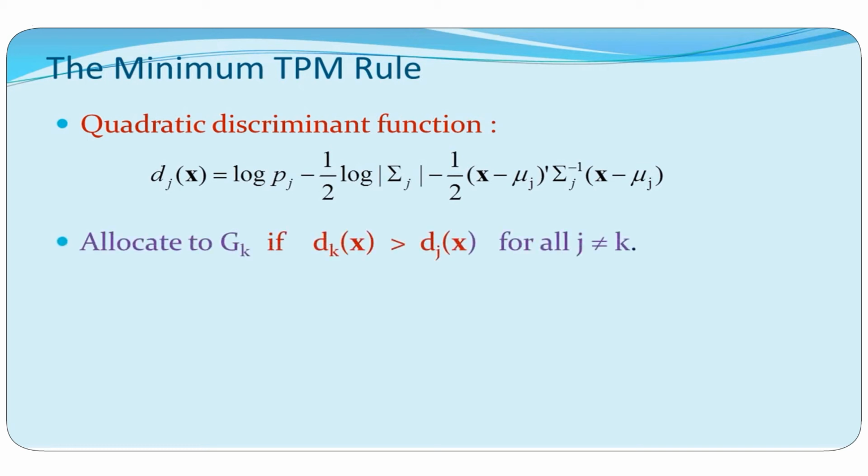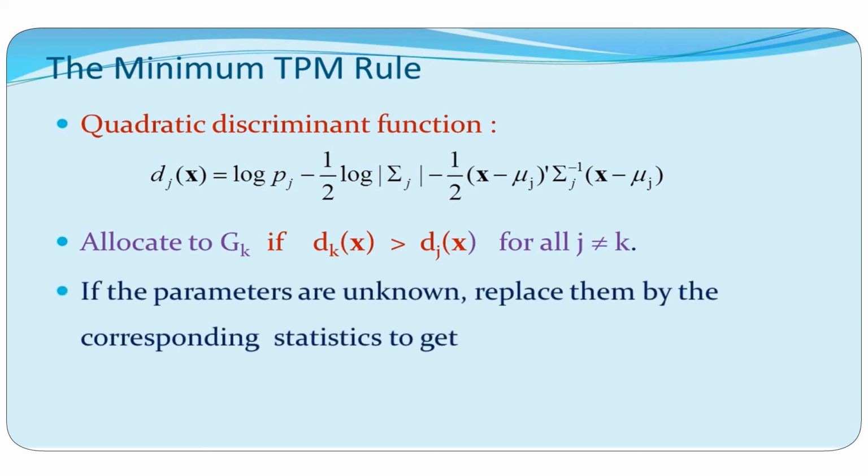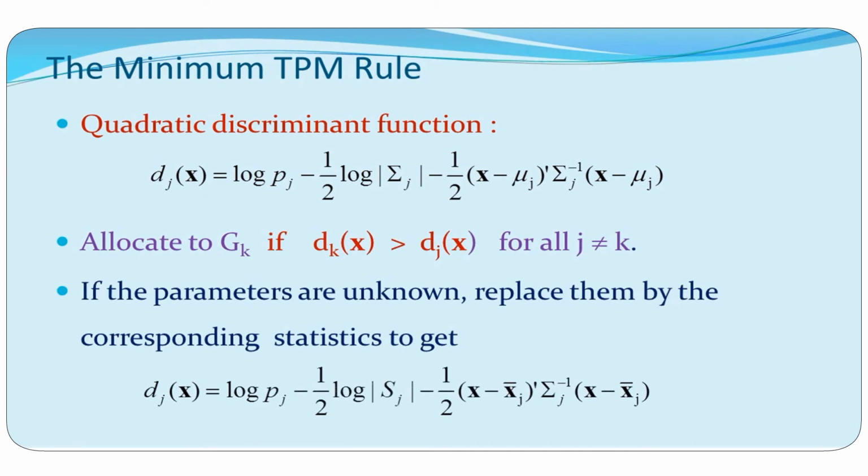Then as before, we allocate to the kth class if d_k(x) is greater than d_j(x) for all j not equal to k. That would be the minimum TPM rule. If the parameters are unknown, we replace them by the corresponding statistics to get the d_j(x) function, with the sample mean and the sample variance-covariance matrix.